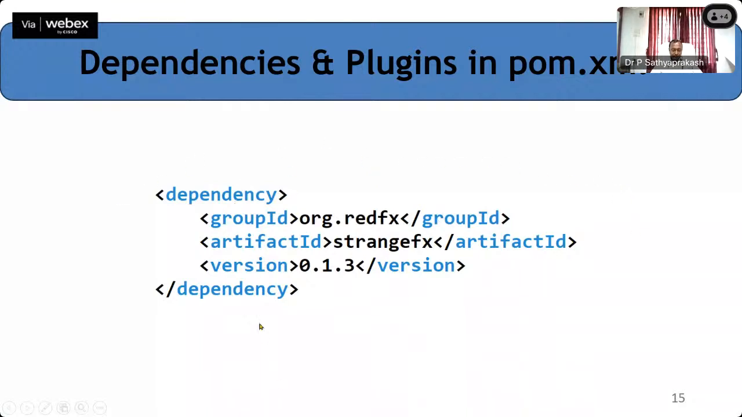So as I told earlier, this is a dependency. Here we are saying to Maven that I am going to work with Strange FX. This is the project name, this is the package name, and this is the version numbering 0.1.3. This should be configured in your pom.xml file. This is the dependencies required for Strange. Make a note: open tag and close tag, dependency slash dependency.